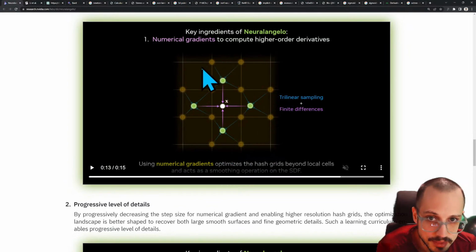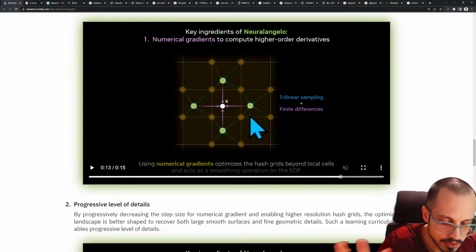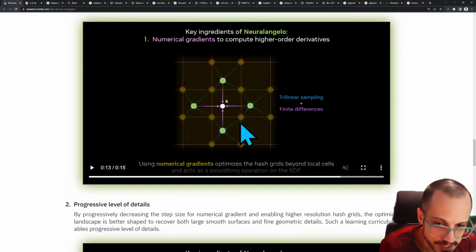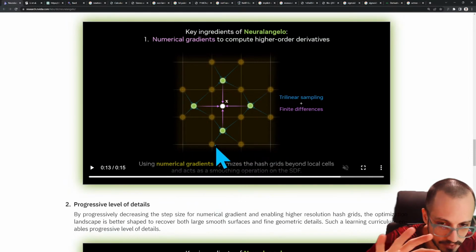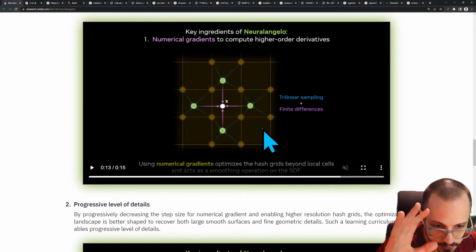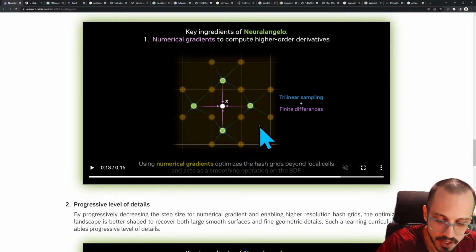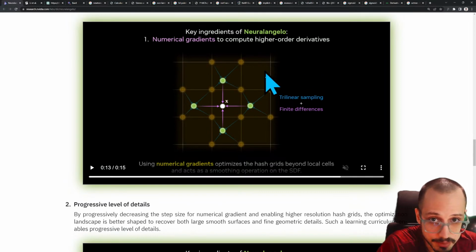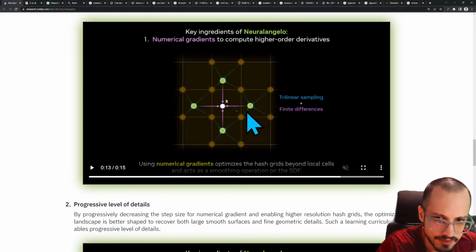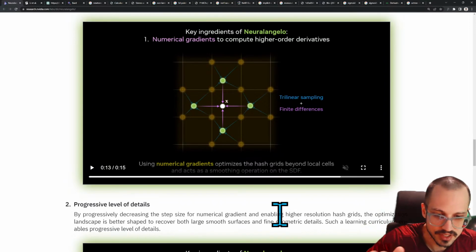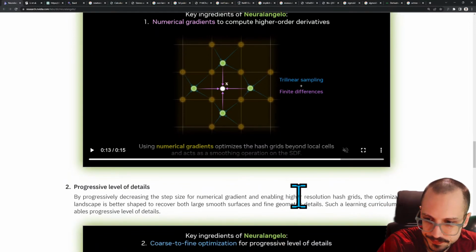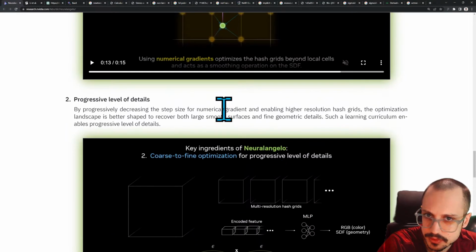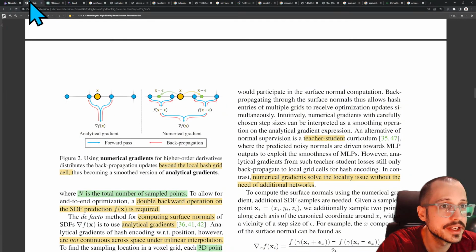So now, because you're updating this whole area around this point, you're basically smoothing. It acts as a smoothing operation because you're updating a whole area around it, right? You're fundamentally making the thing more smooth. Versus if you were to do it analytically, you would only update these 4 points, and then maybe you would only update these 4 points up here some other time, and then eventually you would end up with these kind of discontinuity things, right? Okay, I think that makes sense to me.